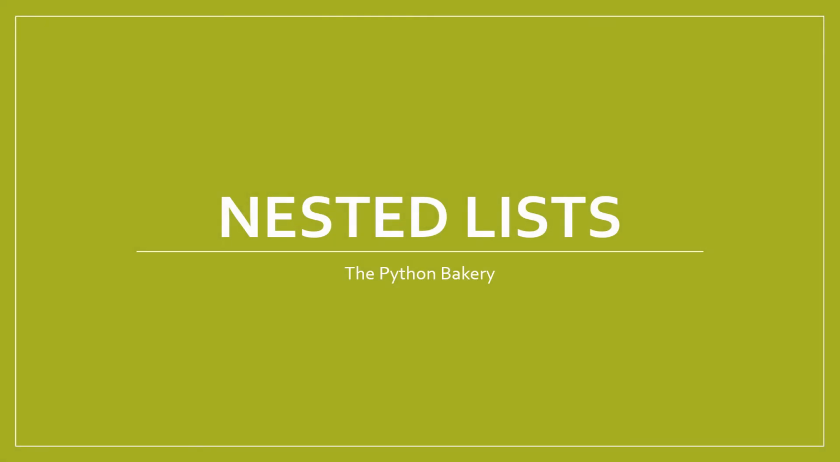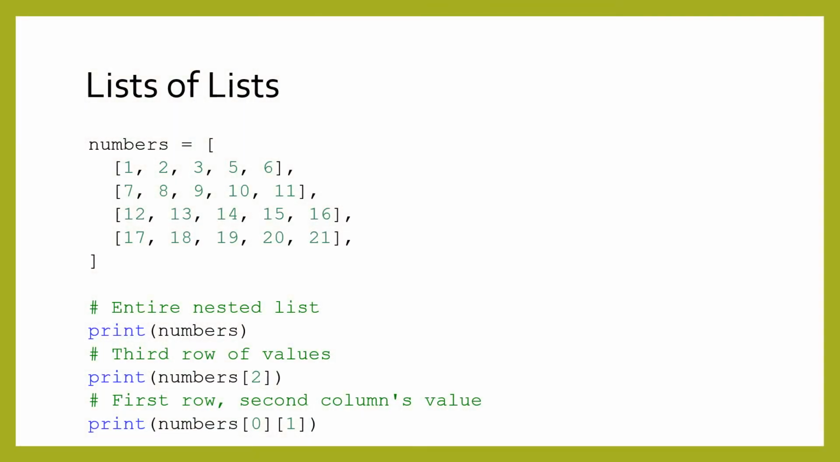Nested lists. A common pattern is to store data, especially numeric data, in a list of lists. This structure is similar to the tables that we saw with nesting data classes in lists, except now, every item inside the table must be the exact same type.